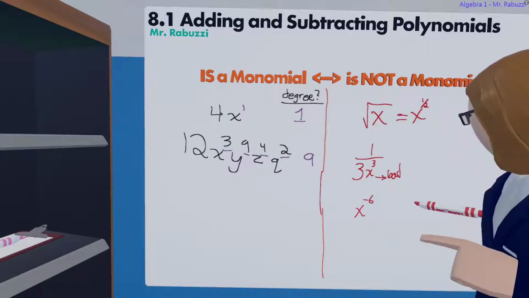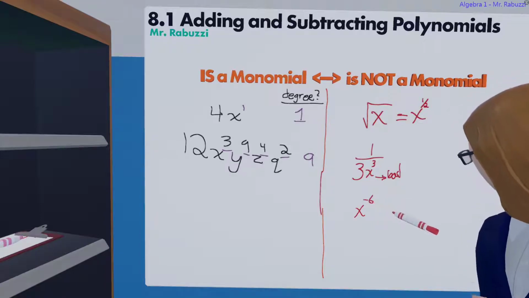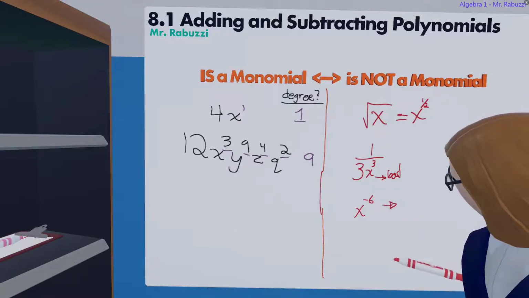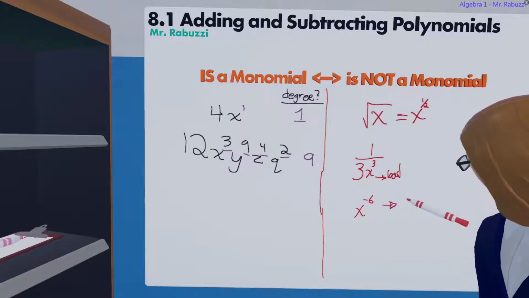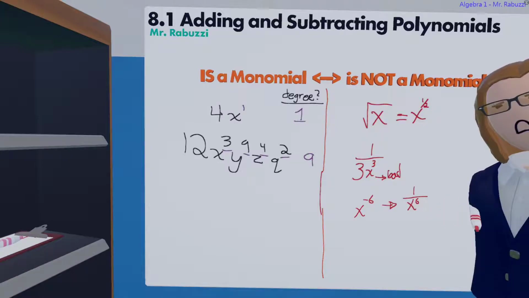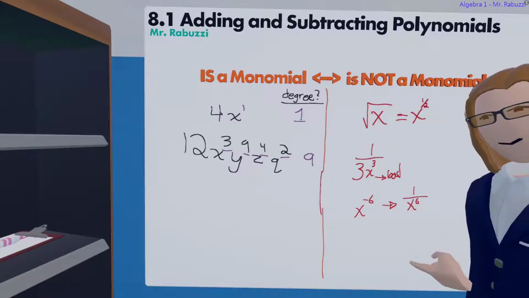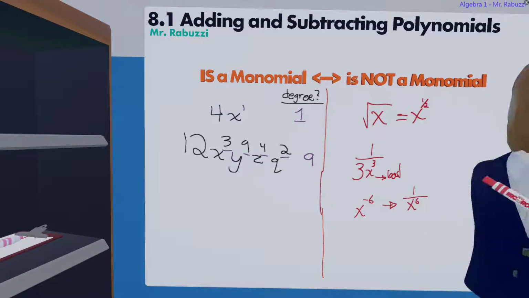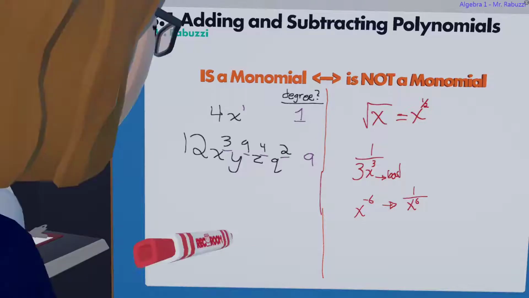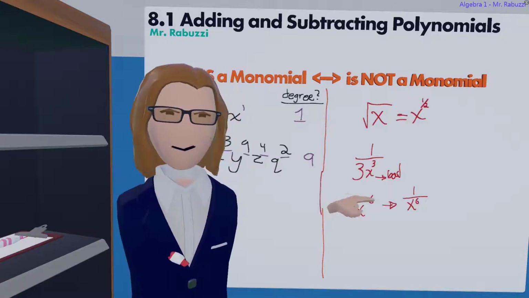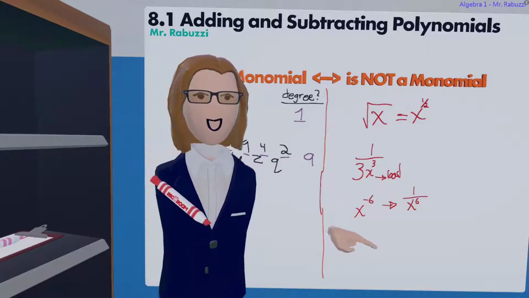Or is it? So remember, a negative exponent means that we need to move the whole thing to the other side of a fraction and make it positive. So I move it to the bottom of a fraction and make the exponent positive. Uh-oh, now I have my variable on the bottom of a fraction, which means it is not a monomial. So anytime you see a negative exponent, that does not always mean it's not a monomial.